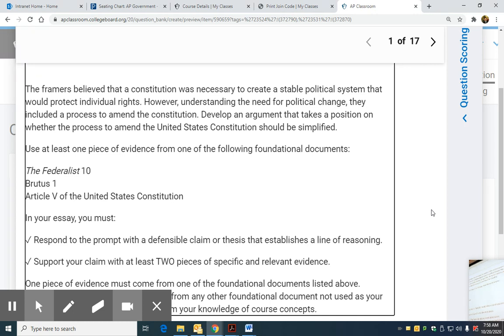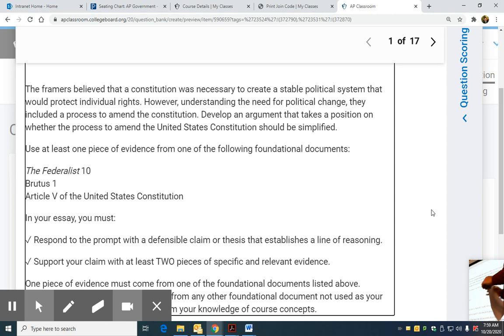Okay? And then what I always tell you is to look at the pieces of evidence you have to use. You have to use either Federalist 10, Brutus 1, or Article 5 of the Constitution. Article 5 is what? The amendment process. So Federalist 10, Brutus 1, Article 5, you have to use one of those to provide evidence to support your claim, that yes, it should be made easier, or no, we should leave it as is.